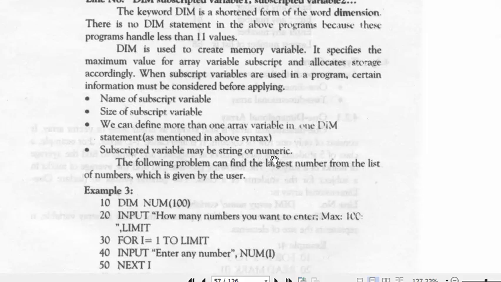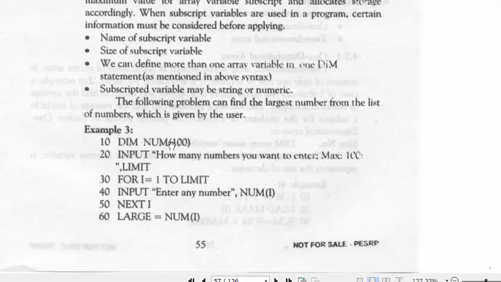The following program can find the largest number from a list of numbers given by the user. Dim num 100. Input how many numbers you want to enter, max 100. For I equals 1 to limit, input enter any number, num of I. Next I. Large is equal to num of 1.